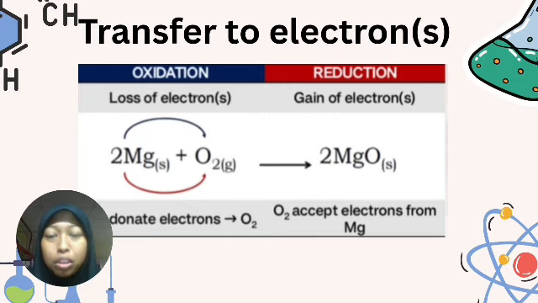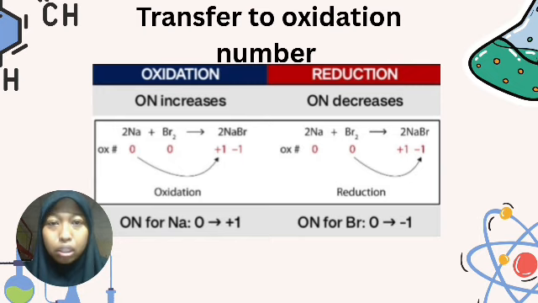Next, we have transfer of electrons. From the oxidation side there is a loss of electrons, and from the reduction side there is a gain of electrons. From the example, we can see here magnesium donates electrons to oxygen and loses electrons, while on the reduction side oxygen accepts electrons from magnesium and gains electrons. Next, we have transfer of oxidation numbers.